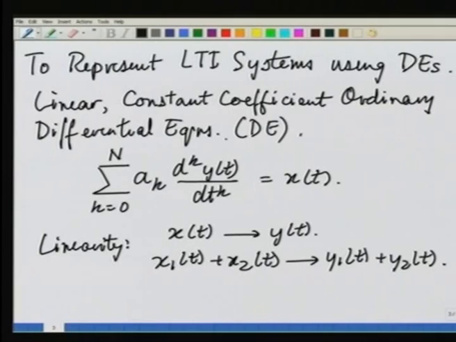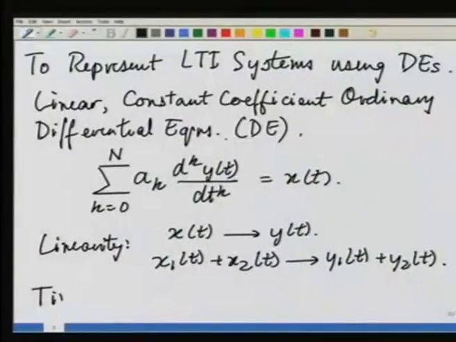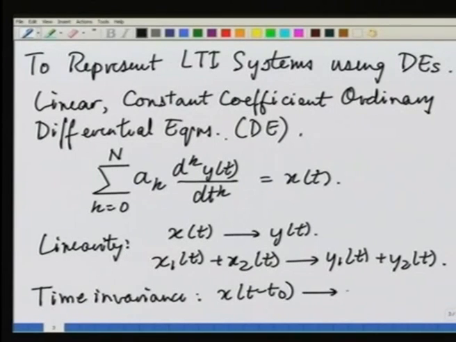More importantly, these differential equations have a very interesting property, and that is that if you time shift the input, the output will also get time shifted. If x(t) goes to y(t), then by what we can call the time invariance property, if you apply x(t minus t0), then you will have a solution in y(t minus t0).